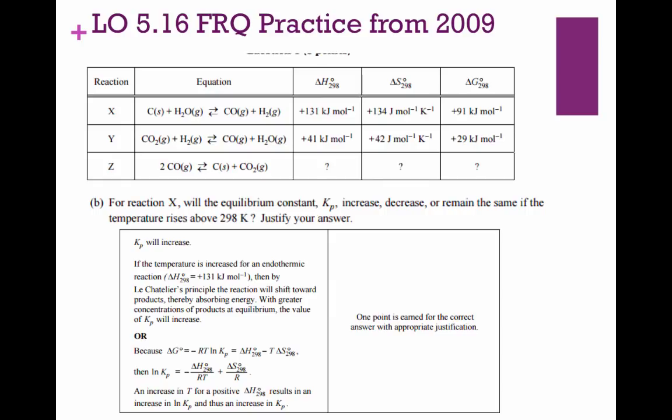Or you could go through and, like I just said, solve for delta G, and then plug it in for K, and you find that K will increase as well. So just being able to go back and forth between all 3 or 4 variables.